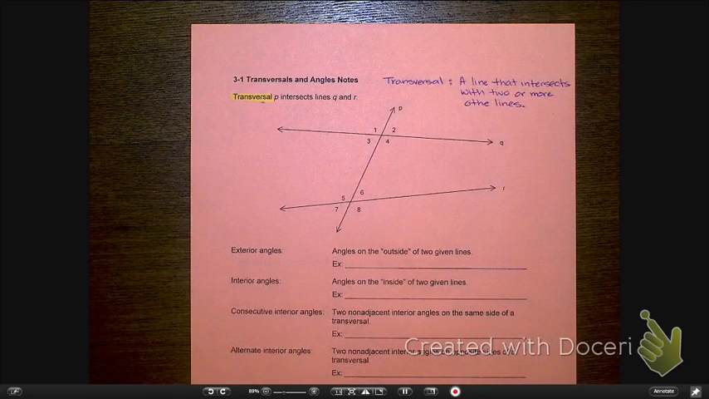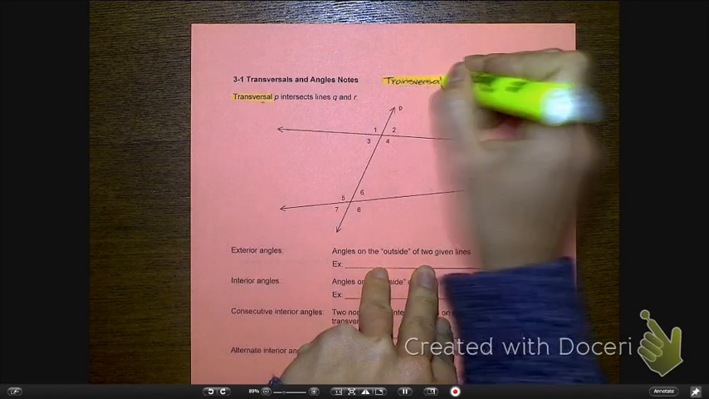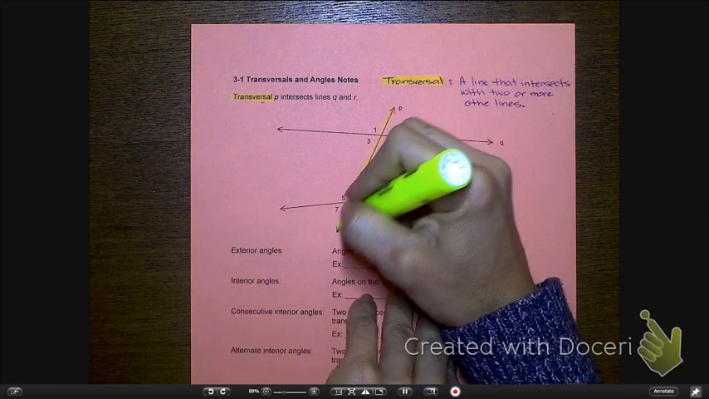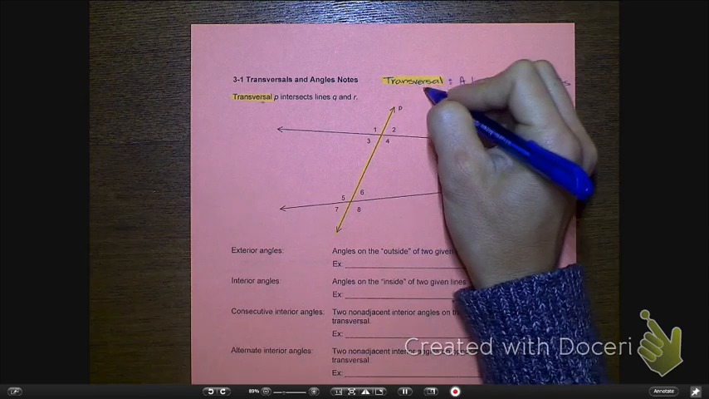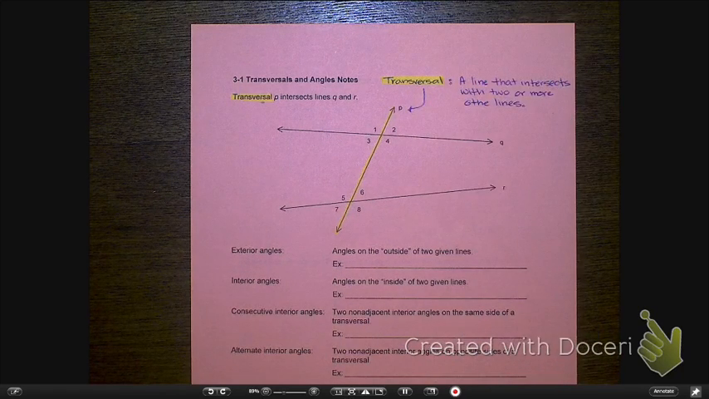So it's a line that intersects with two or more other lines. That's the definition that you guys probably want to put to memory. To give you an example of what a transversal is, in this picture, this line right here that I'm highlighting, line P, this would be your transversal, because that is the line that's intersecting or crossing with two other lines.